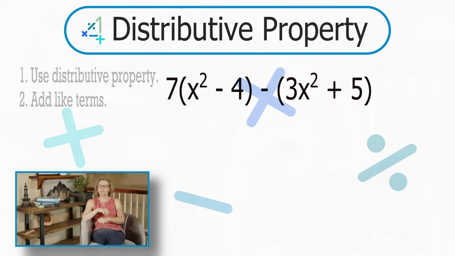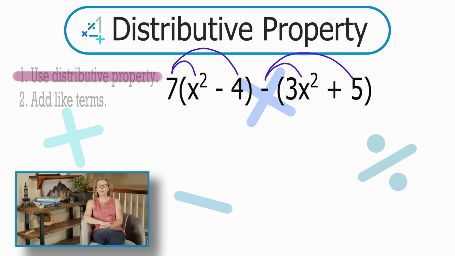Our final topic today is using the distributive property to simplify expressions. For these, we use the distributive property to get those terms out of the parentheses. Then we will add any like terms that we see. Look at this one. 7 times x squared minus 4 minus 3x squared plus 5. The first thing to do is to distribute the 7 to the first group and the negative sign to the second group. I like my rainbows to remember that it goes to both things inside the parentheses.